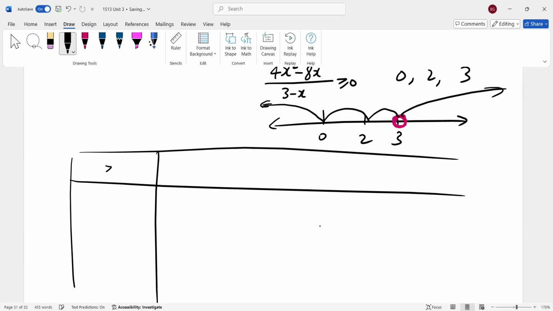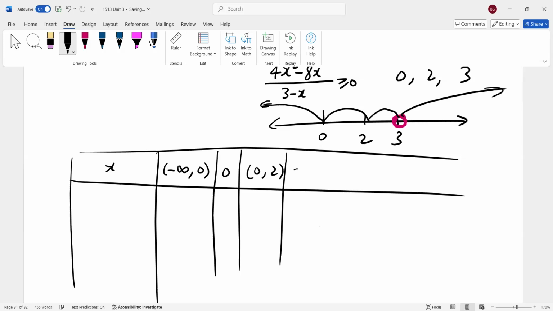First row, the domain, divided into parts, right? From negative infinity to 0, and 0 is a 0. From 0 to 2, 2 is also in the domain. From 2 to 3, 3 is not in the domain. And then from 3 to infinity. Let me double check. Negative infinity to 0, 0, 0 to 2, 2, 2 to 3, 3 is not in the domain. 3 to infinity.